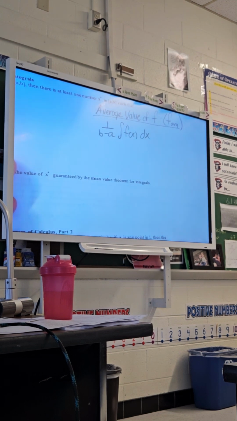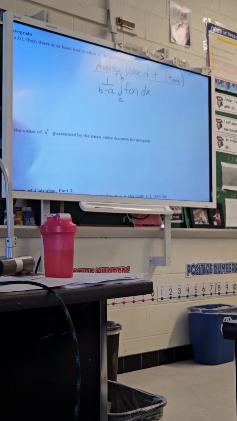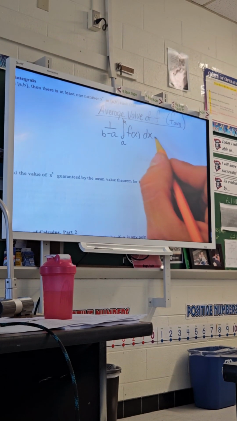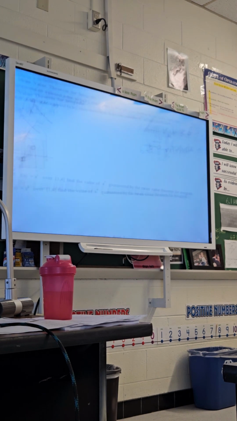And your integral. The integral sign, a to b. Oh yeah, this is definite integrals. We're looking from a to b. Make sure you put the lower and upper limit. And that will be for the average value. If you do this, it'll give you that f of c.